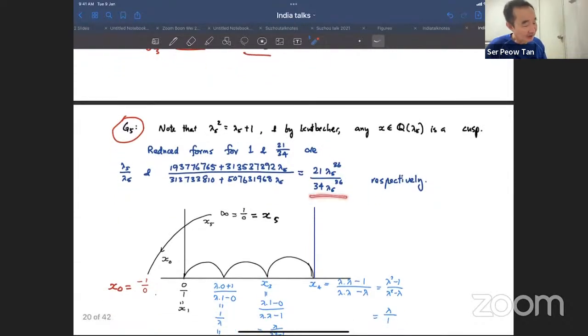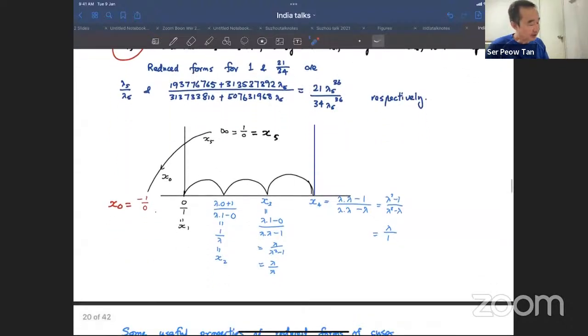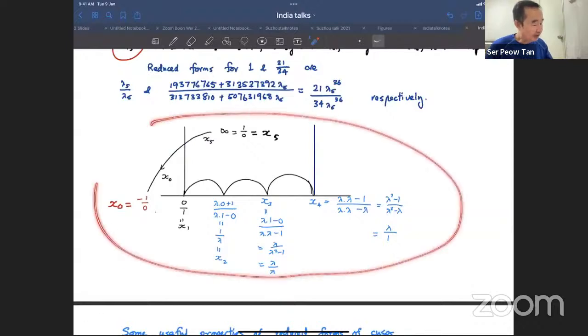Is that all right? This is not obvious, but you can do a computer program and go downwards until eventually you reach the cusp 21 over 34, and you find that its reduced form is actually equal to this. Okay. So here I give an example for the first case.